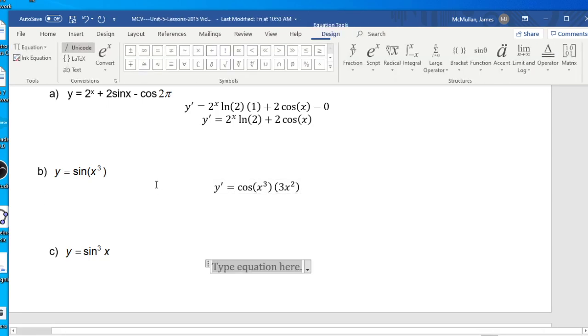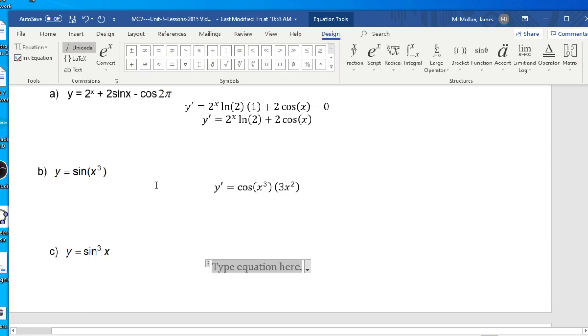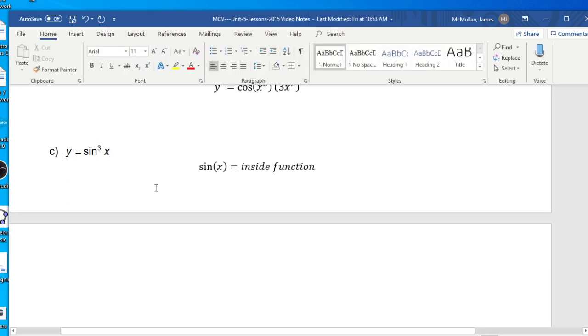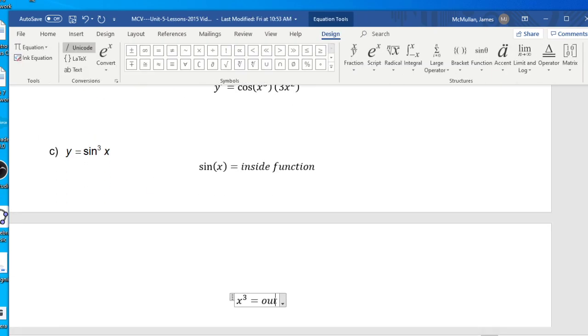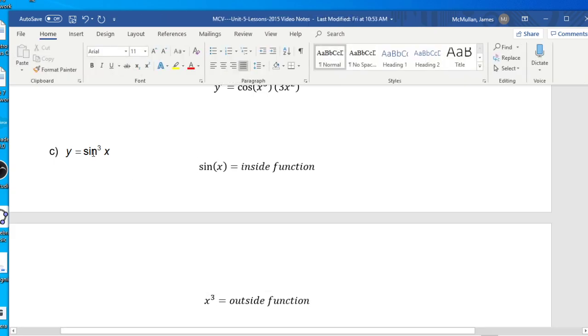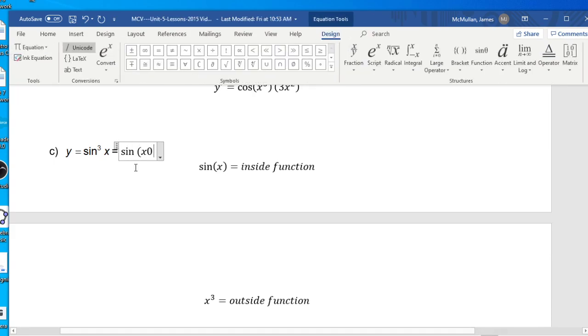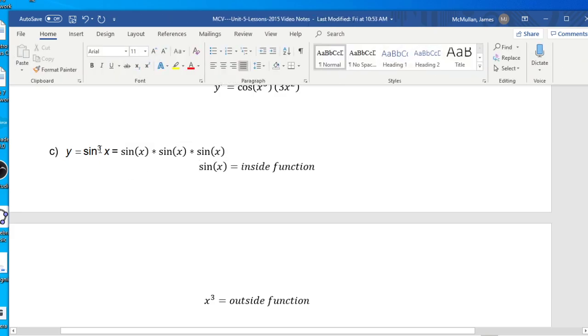Now here, this one's a little bit different. This time, right, sine x equals the inside function, and x cubed is the outside function. Because what's happening here is that you're taking sine x and then cubing it. If you're not sure what this means, sine x times sine x times sine x. Okay, that's what sine cubed x means. Okay, so this time sine is inside, or another way you could write this is you could say sine x all cubed. Okay, so the outside function is cubed.